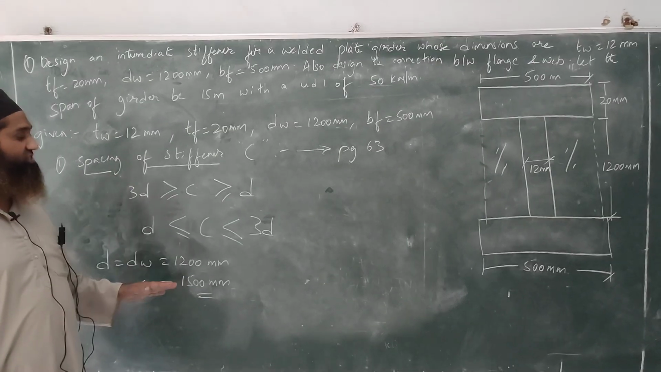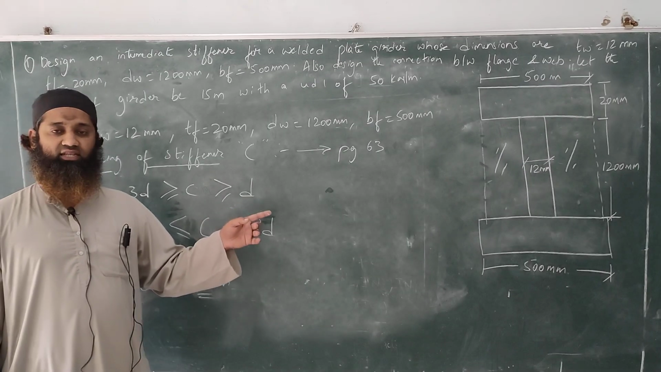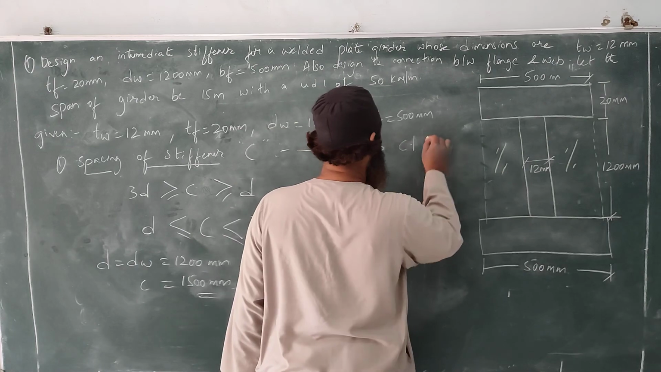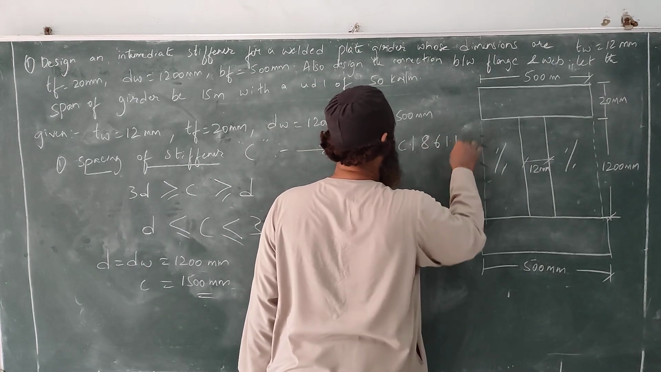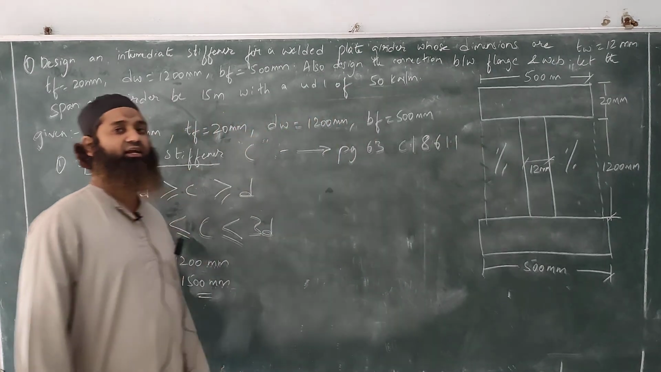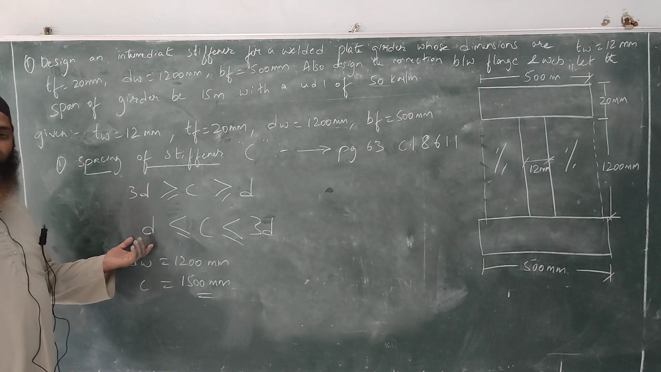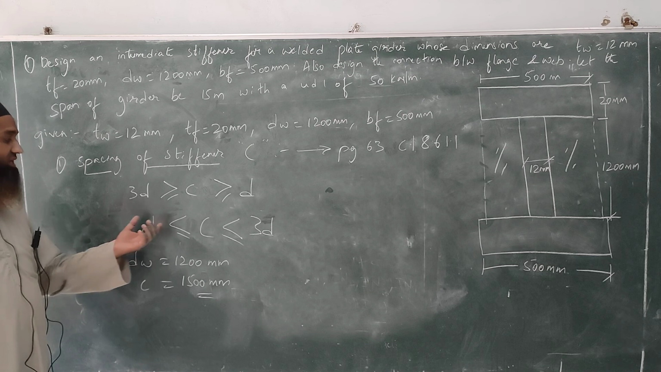This is the spacing of the stiffener. It is given in page 63, clause 8.6.1.1 of IS 800 of 2007. So this is very simple. We have already got the depth of the web, and we are just increasing the spacing.